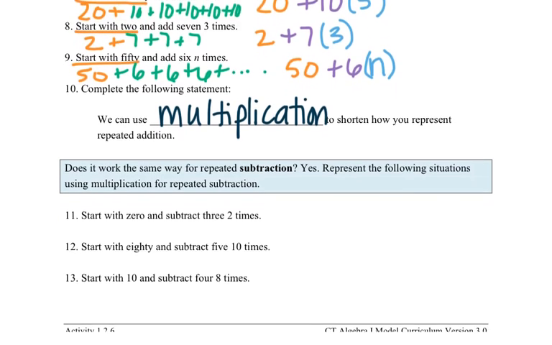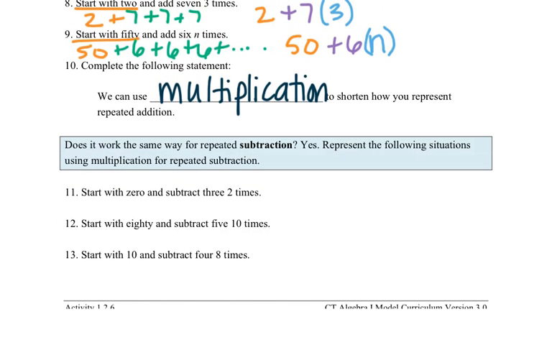Okay, so we all know that if we can do stuff with addition, we can do stuff with subtraction, but usually subtraction's a little bit trickier for most of us. So it says, does it work the same for repeated subtraction? Yes. So now let's give that a shot. Here they want us to start with 0 and then subtract 3 2 times.